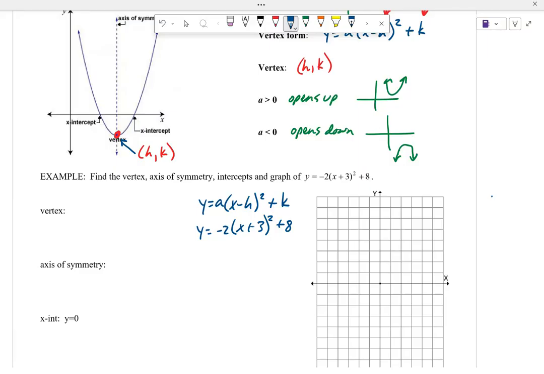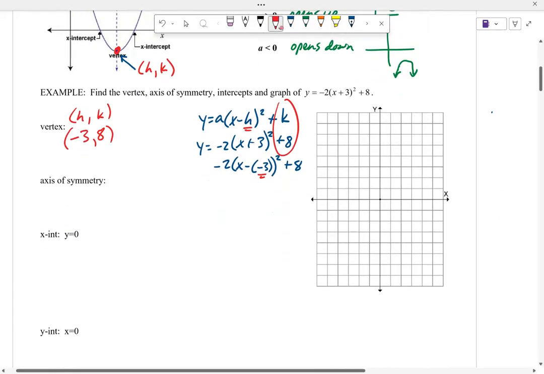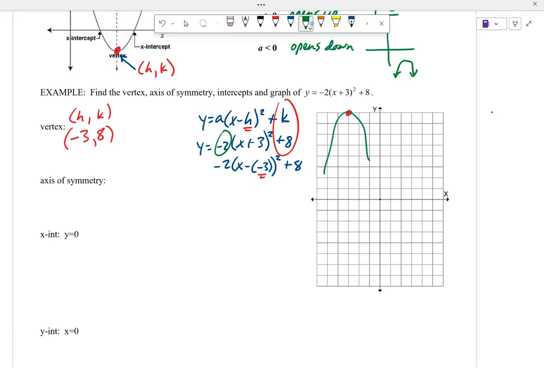Okay, first of all, our h, k. h is after the minus. Maybe you want to write it this way: x minus a negative 3. Minus a negative 3 is the same as plus 3. So the h would be negative 3. And then the k is that positive 8. So negative 3, 8. I'm going to put that point on there. Now notice the a in front, that negative 2 that I circled in green. This thing will flip over, so it's going to open down, just so we have an idea.